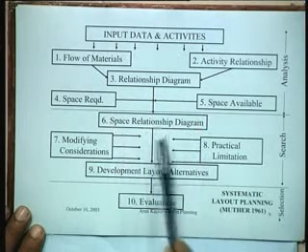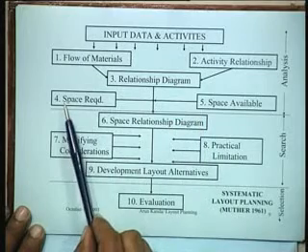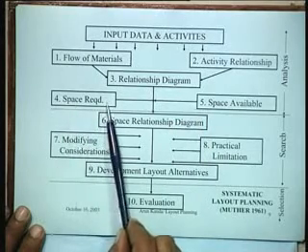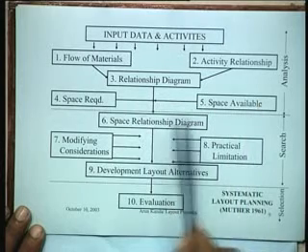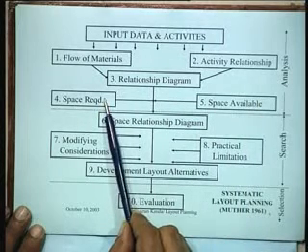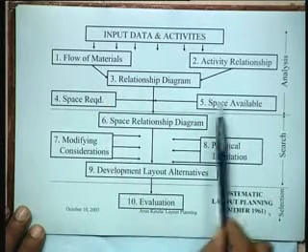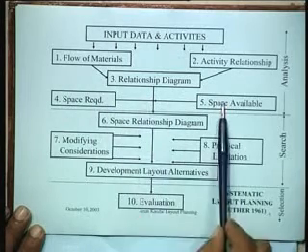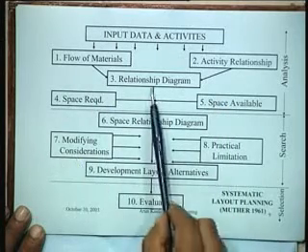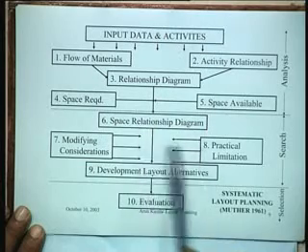In order to develop the space relationship diagram, you have to compute in step 4 the space required, and match it with the space available. That means if you find that the space required is 4,000 square feet, you must make sure that 4,000 square feet of space is available. So it's just a check in that direction. And then you develop the space relationship diagram in step 6.